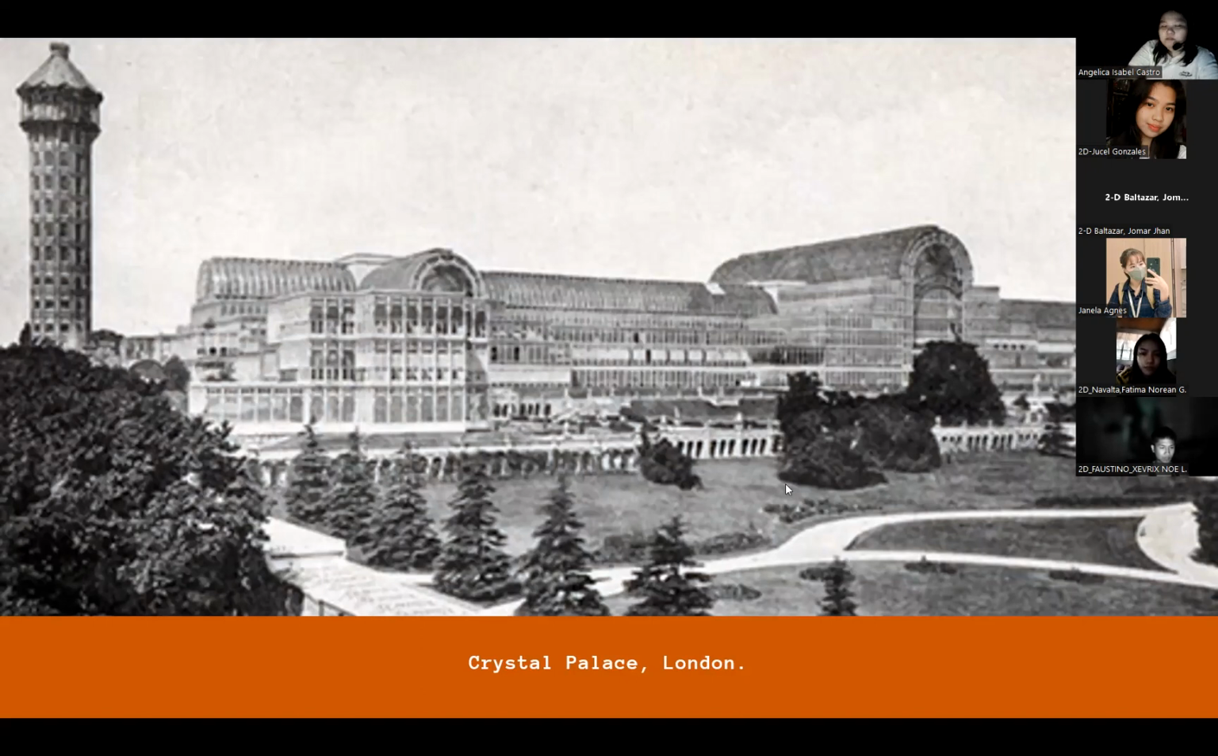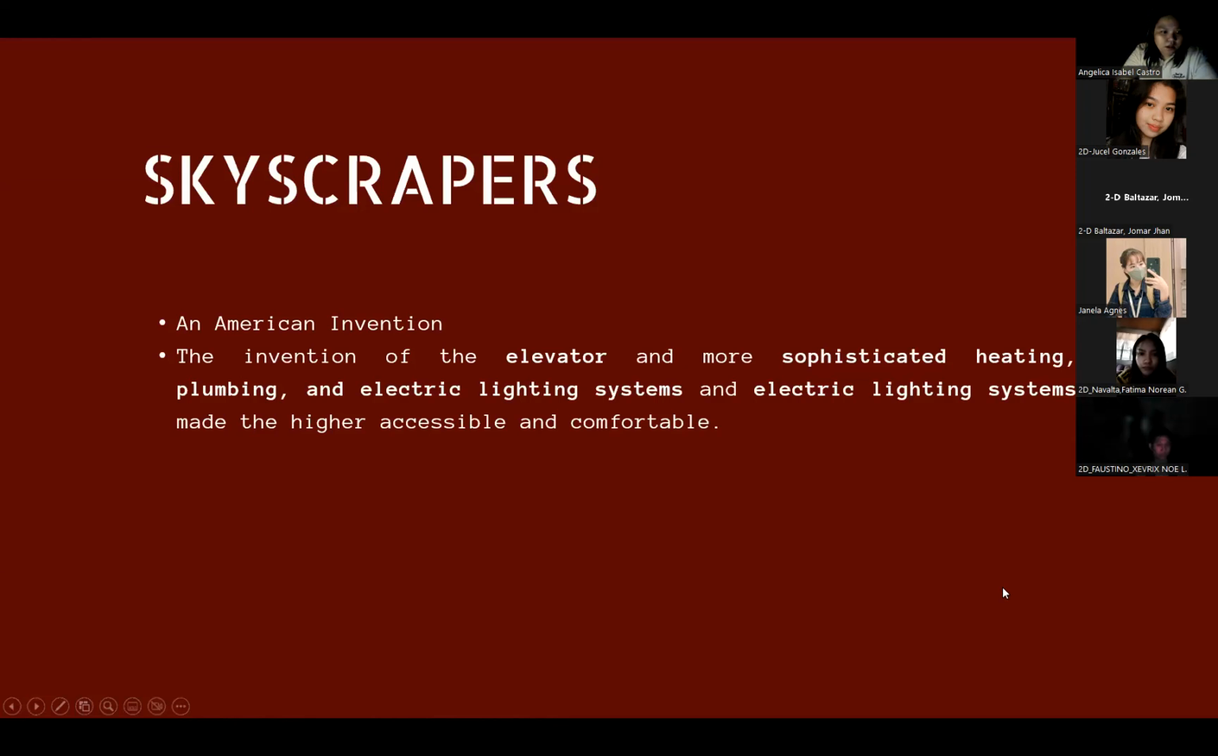Moving forward, so Crystal Palace, remember that doesn't really show up in the board exam, but it pays to remember. This is your first iron and glass building in London. And moving on, we now have skyscrapers.